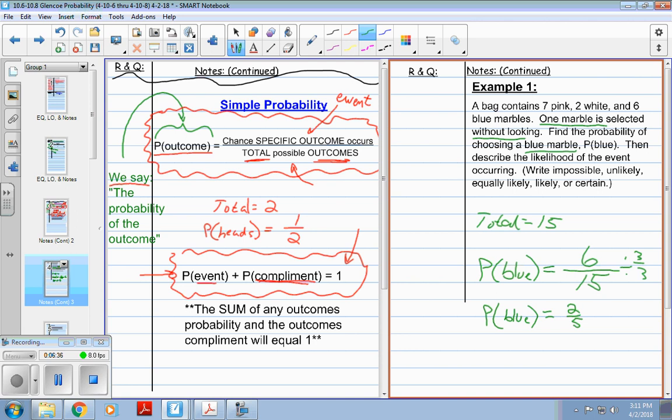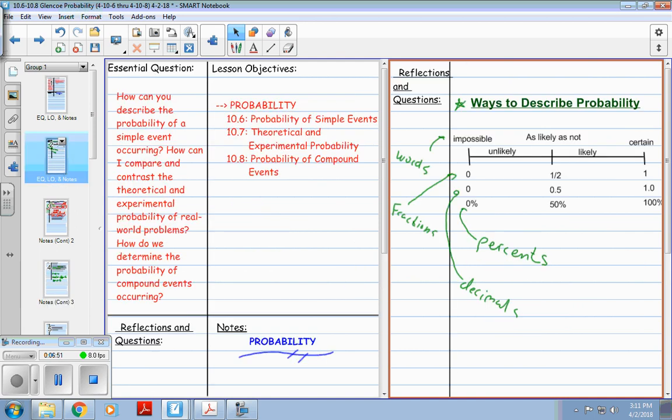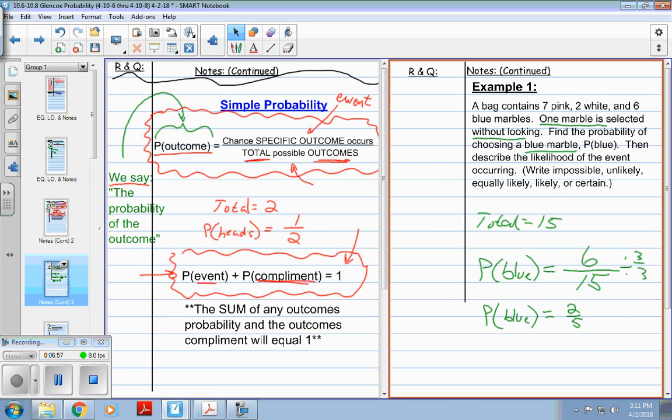We're supposed to use words to answer this, so go back to that chart on the first page, and what is the probability of a blue marble showing up in words? Is it going to be impossible, likely, unlikely, as likely as not, or certain? You are correct. Since we are below 50%, but we're bigger than 0, it is unlikely that a blue marble is pulled.